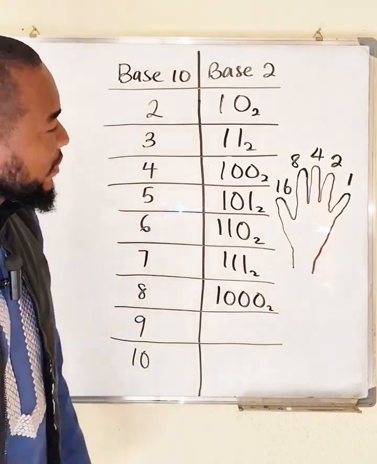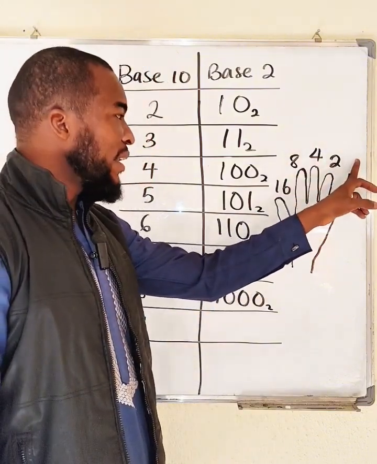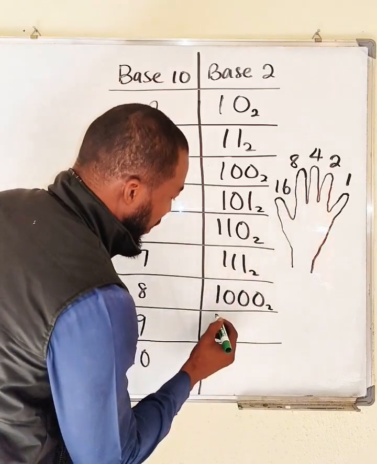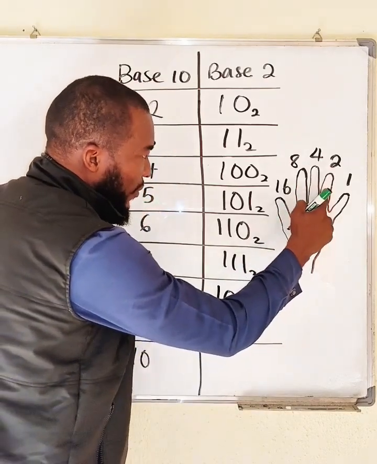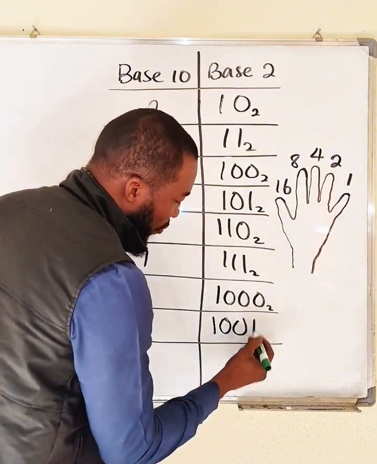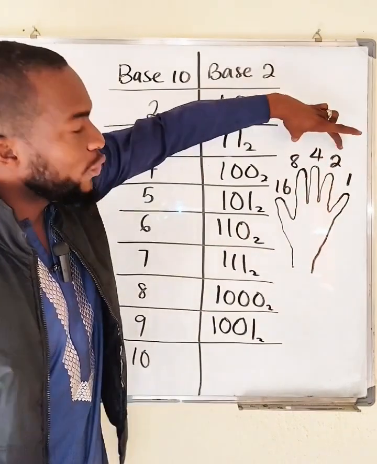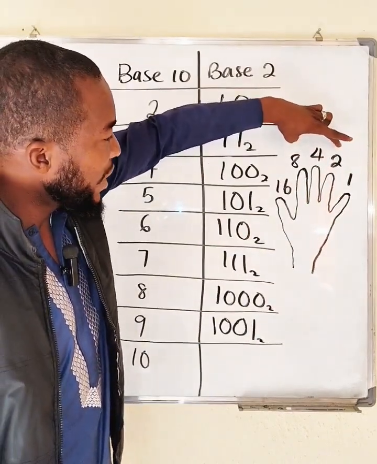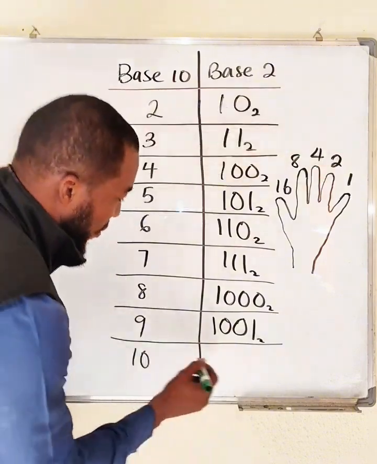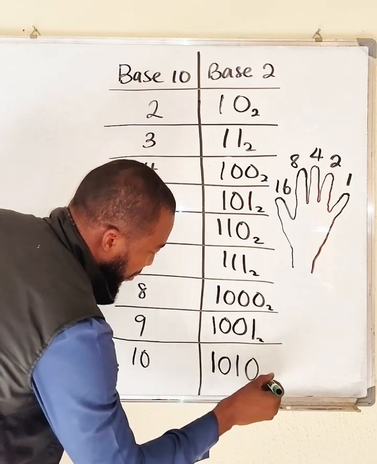Then 9, a combination that will give us 9. I know 8 and 1 will give us 9. So it will be 0. I'm not going to consider the first 0, but 1 for 8. This 2 will be 0. And this one is standing, right? It will be 1. Then 10. 8 and 2 will give us 10. So we have 1, 0, 1, 0 in base 2.